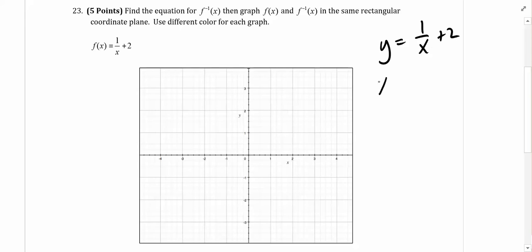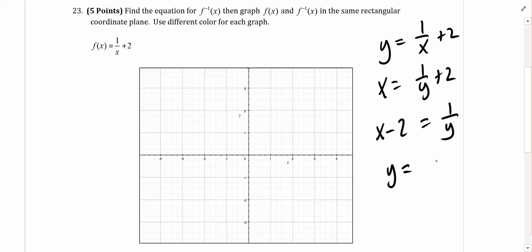Switch x and y. So x equals 1 over y plus 2. And then resolve this for y. So I'd have x minus 2 equals 1 divided by y. So therefore y is equal to 1 over x minus 2. Therefore f inverse is equal to 1 over x minus 2.